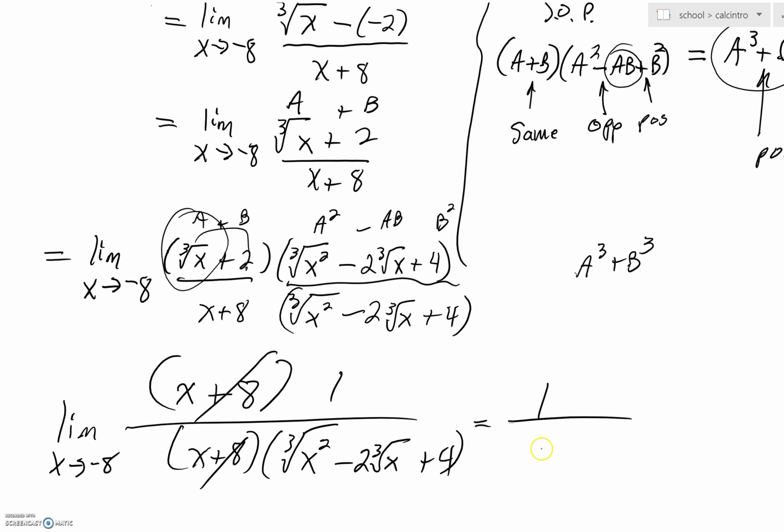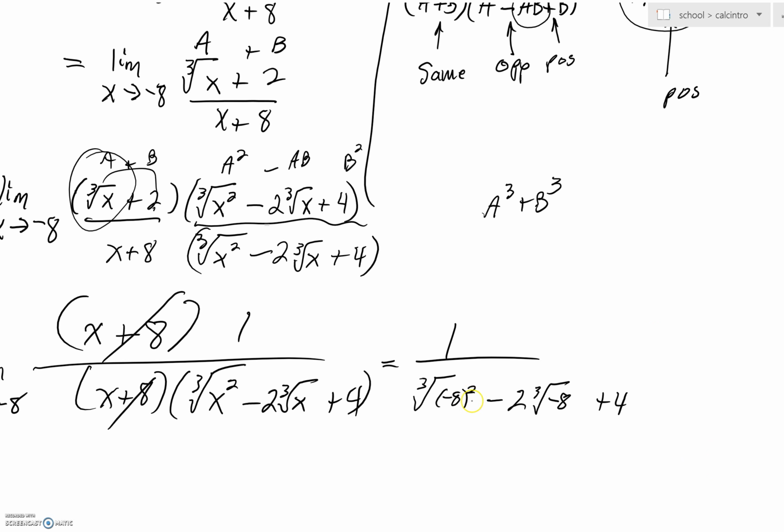You could say, well, I'm going to have the cube root of negative 8 squared plus 2 times the cube root of negative 8 plus a 4 right over here. And the cube root of negative 8 squared, well, you could look at this also as the cube root of negative 8 and then squaring it if you'd like. That's definitely one way you could do it.